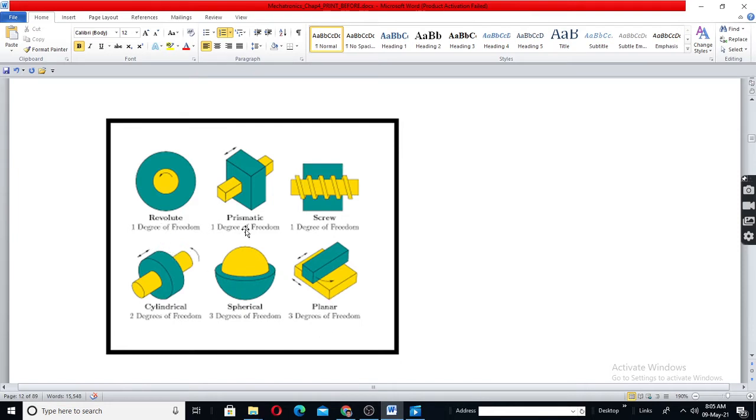So you have here degrees of freedom. One degree of freedom, only in one direction, one axis. Here you have two axes. Spherical, you have x, y, z, all three directions. Here also all three directions.